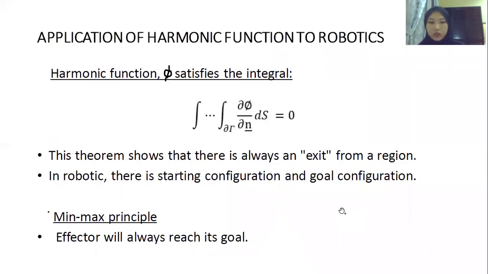Thank you. Okay, for the first methodology, it will be the application of harmonic functions in robotics. So the first methodology is how harmonic functions can be applied to robotics.